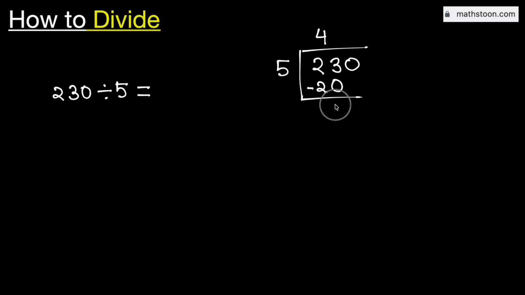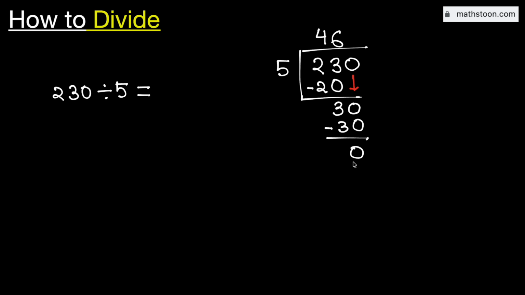Subtract, we get 3. Now this 3 is less than 5. That is why we need to bring down this number 0 here. Now 5 times 6 is 30. Subtract, we get a 0.